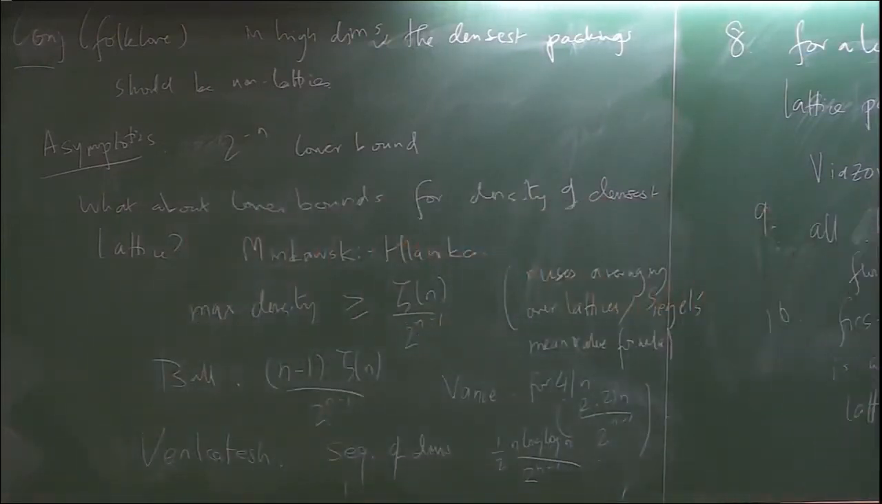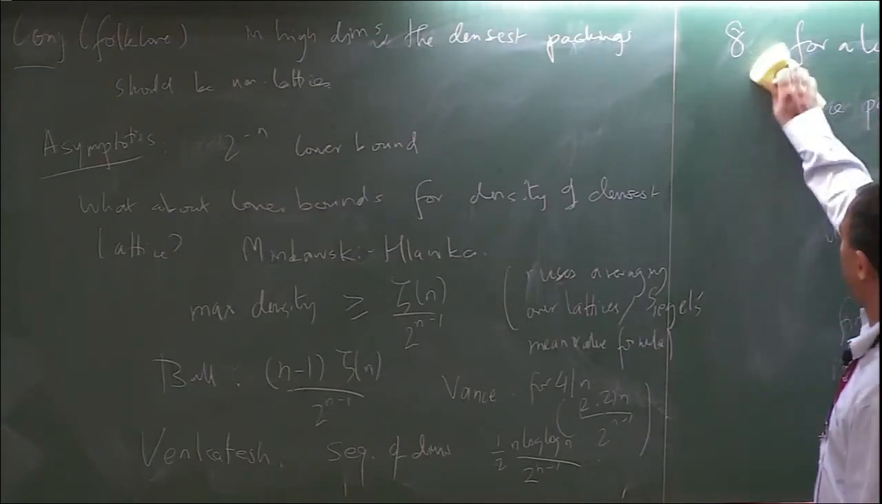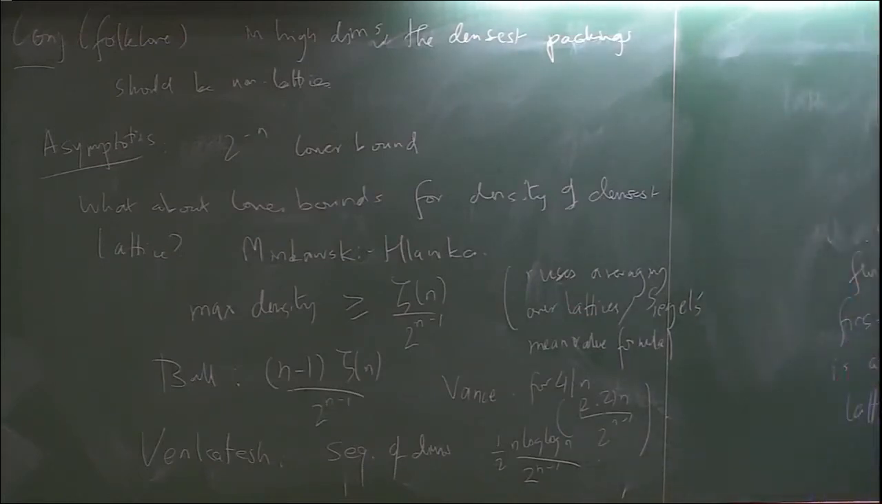So another very nice open problem is to construct an explicit sequence of lattices, algebraic or from number theory or coding theory, that actually gives you even just that asymptotic 2 to the minus n. It's not known. Okay.